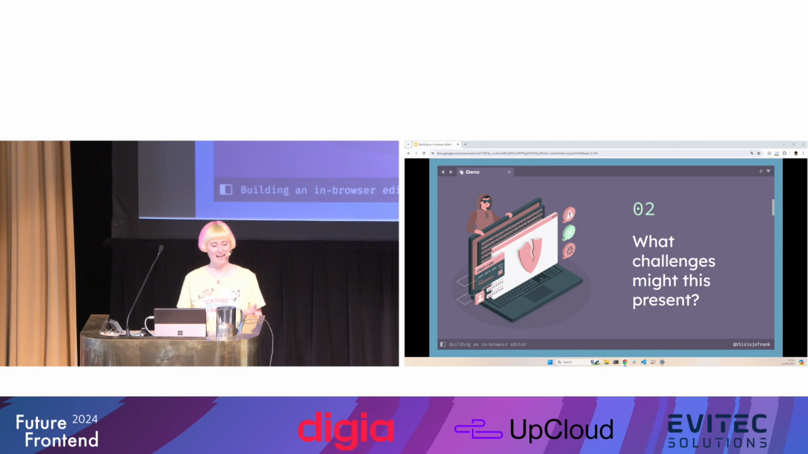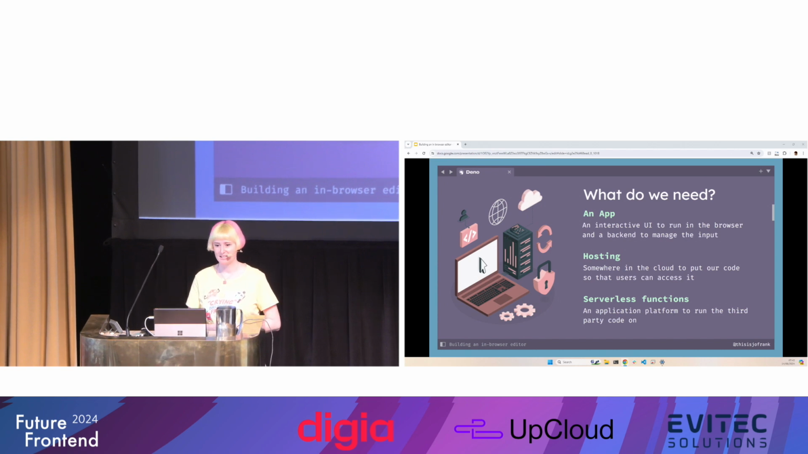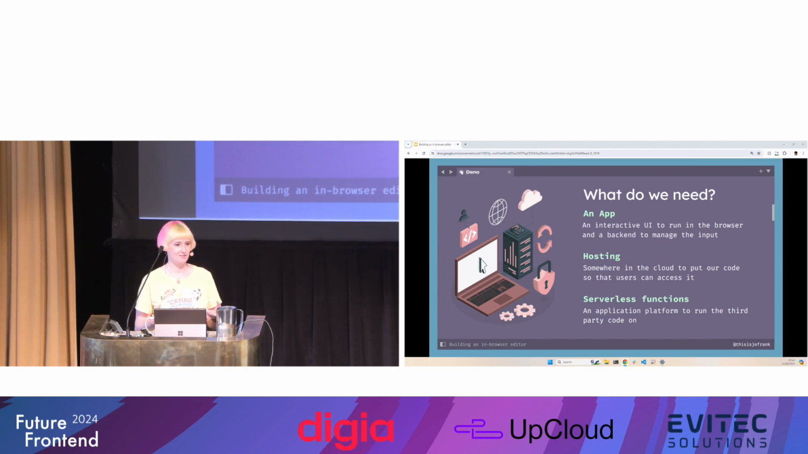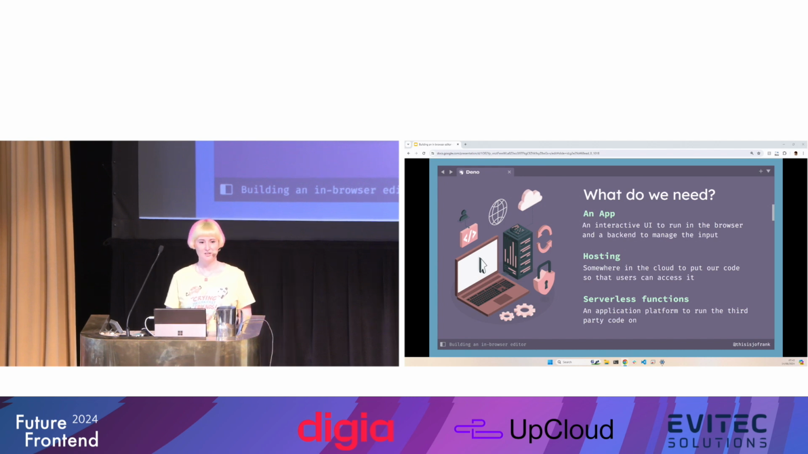So with all of this in mind, how are we going to build an in-browser code editor, and what do we need to do so? In order to make a sandbox that is going to run server-side code, we're going to need a few things. First of all, we're going to need the end-user app. So imagine something like CodePen or JSBin or many of the other in-browser editors that you've used before. And then we're going to need something to host our app on so that users can actually go to a website and use it. And finally, we're going to need some sort of application platform to run that third-party code on. So something like a serverless functions runtime.